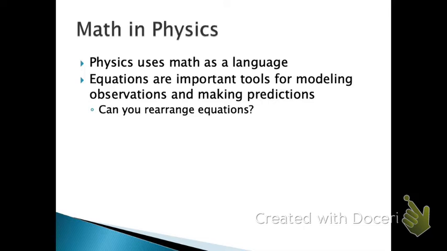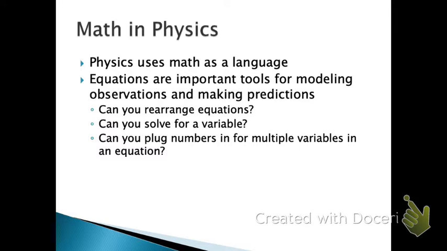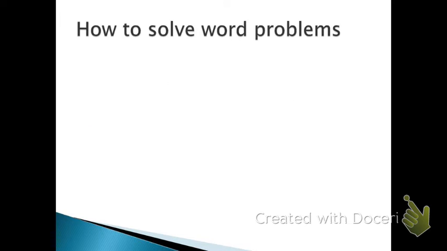So as we think about the math that physics requires, it's really algebra. Our physics is algebra based. So can you rearrange equations? Can you solve for a variable? Can you plug in numbers for multiple variables in an equation? Can you do all of those things? Yes or no? I think we should be able to answer yes. Maybe in your head you're answering these questions. If you can't do those things, maybe physics isn't for you. Those are the types of things that we have to be able to do in physics. You've got to be able to solve basic equations.